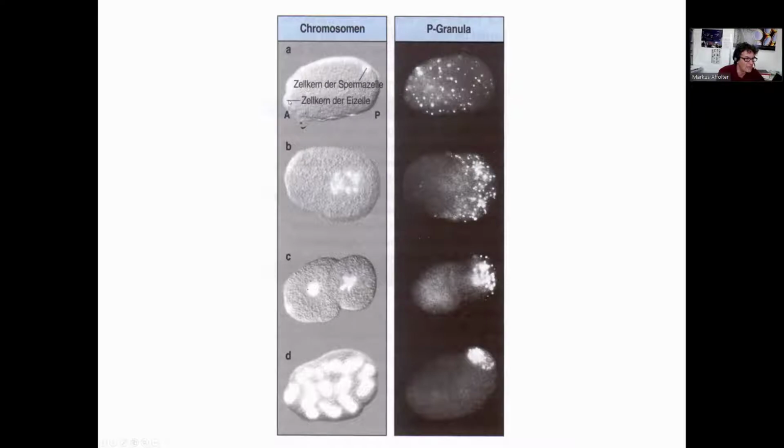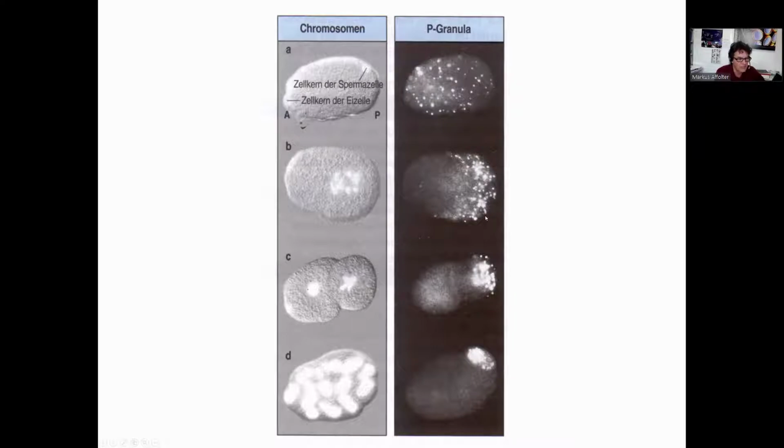These two nuclei then migrate towards each other and meet in the middle, and during the time where they meet and start to divide, the P granules are localized in one end of this still one cell. Now this cell divides, the two nuclei are now here, and you can see that the P granules are completely depleted from this anterior cell, and they're all localized in this posterior cell.